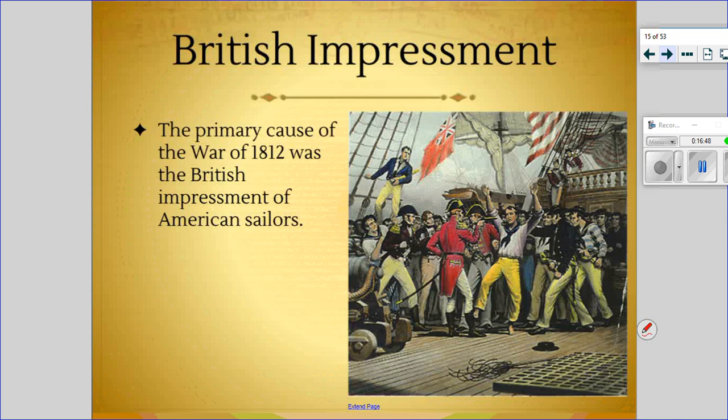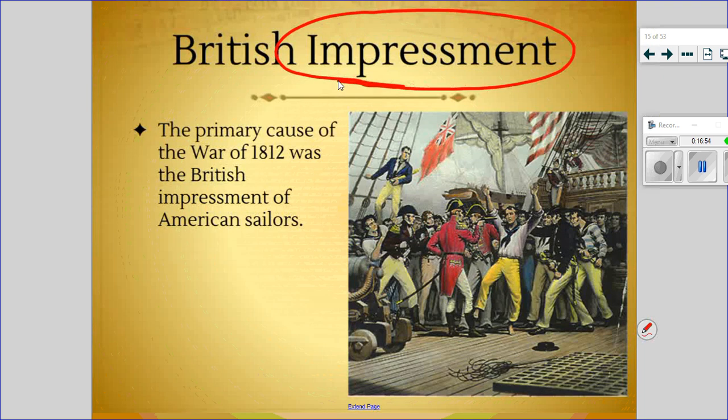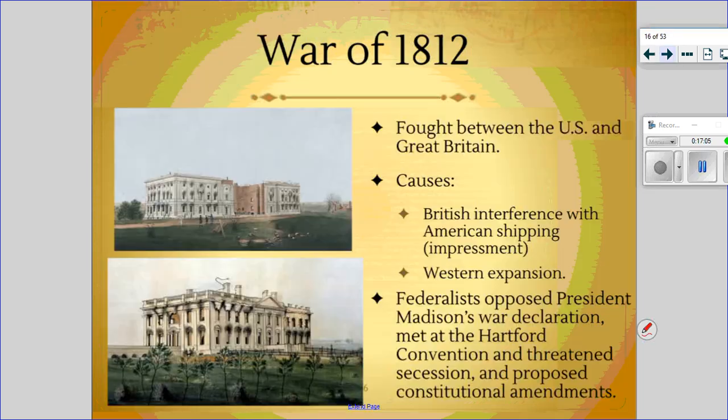All right, so one of the main causes of the War of 1812 is British impressment of American sailors. Impressment means they were taking sailors off our ships and making them work on their ships. You can see why that would make people mad. So they're impressing our sailors into service. And so the War of 1812 is between the United States and Great Britain.